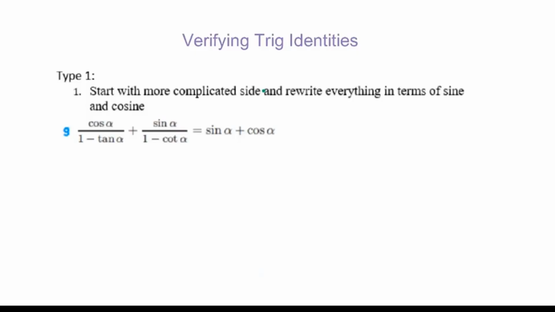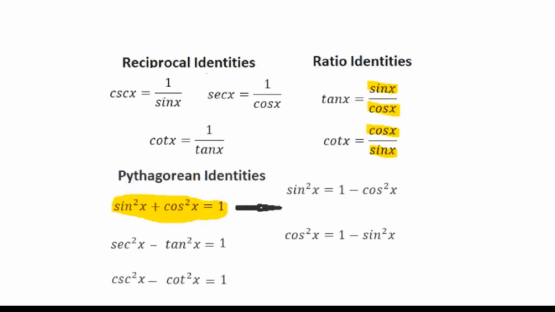Today's lesson is about verifying trig identities. First of all, let's go over some basic trig identities. We have reciprocal identities, ratio identities, and also Pythagorean trig identities.